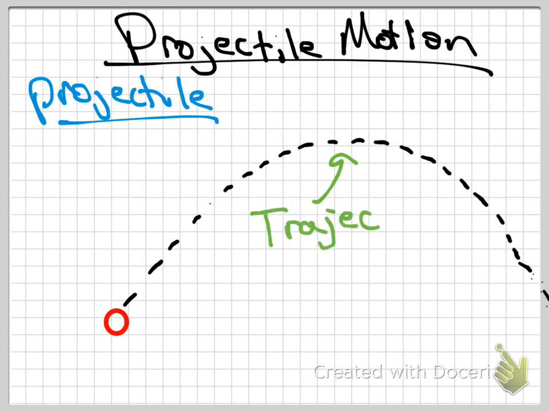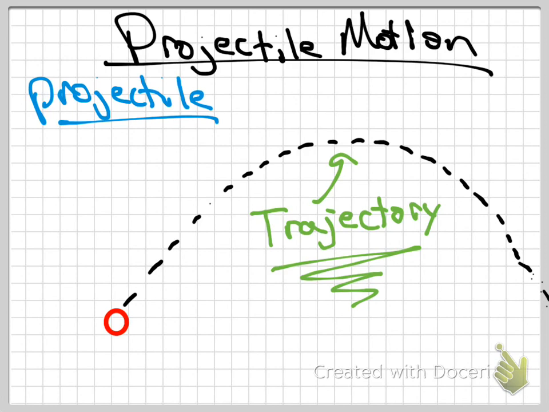Probably heard that word before. What's the trajectory of blah, blah, blah? Well, the trajectory is the path, at least in physics. It has some other uses, but in physics, for what we need to know, the trajectory of a projectile is the path it follows through the air.